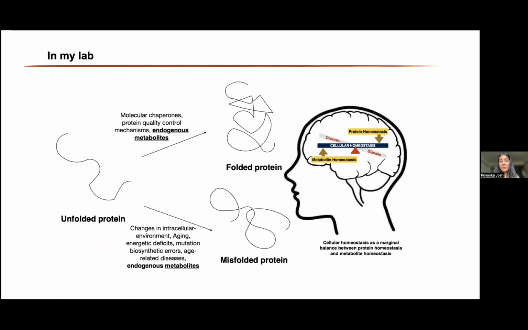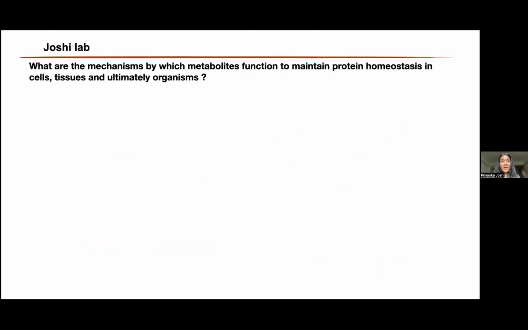So in my lab, I would like to understand the mechanisms of how unfolded proteins form misfolded proteins, and essentially study the balance between proteins and metabolites and how this balance gets disrupted due to aging and causes disease. The big question that I've asked is, what are the mechanisms by which metabolites function to maintain protein homeostasis in cells, tissues, and ultimately organisms?